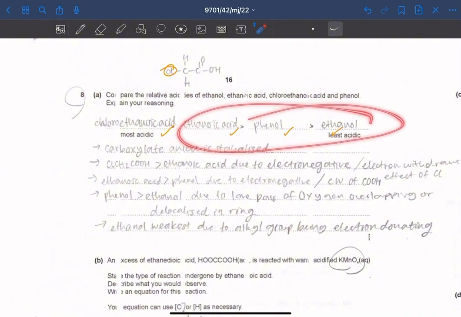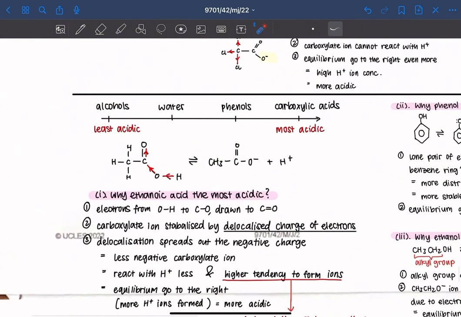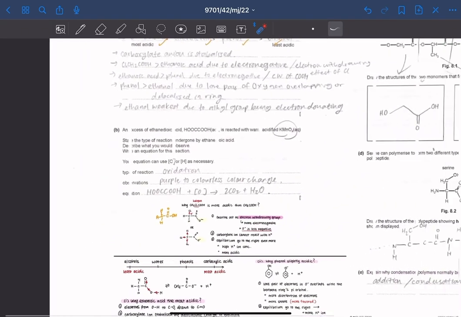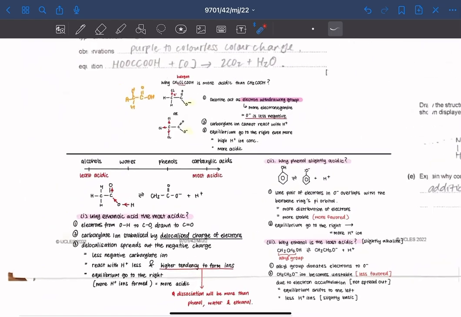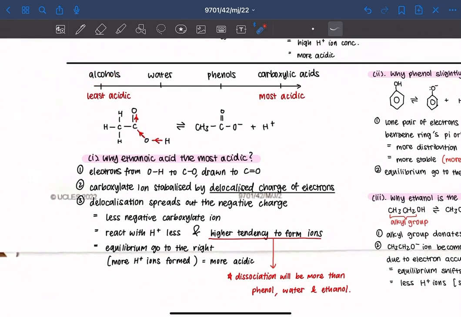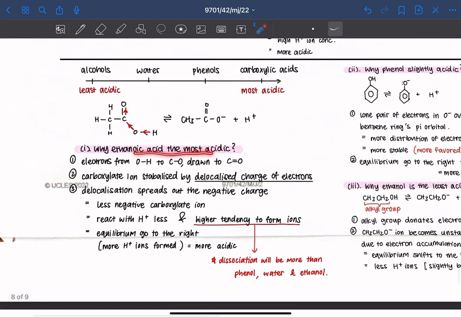Next, we're going to focus on these three. Ethanoic acid is a carboxylic acid, phenol, and lastly is ethanol, which is an alcohol. So first, why is ethanoic acid the most acidic?